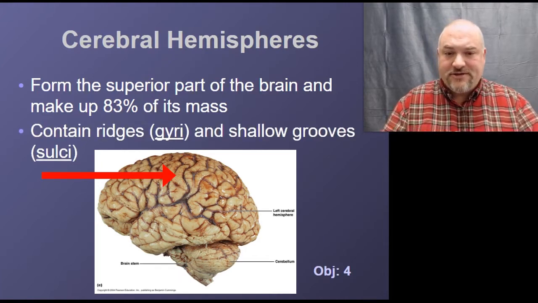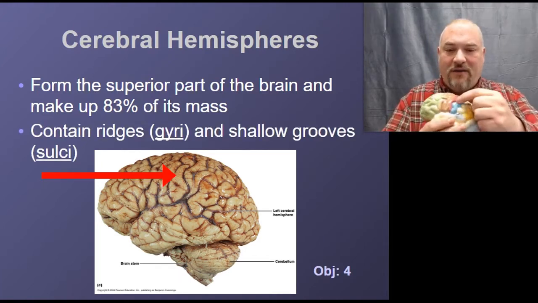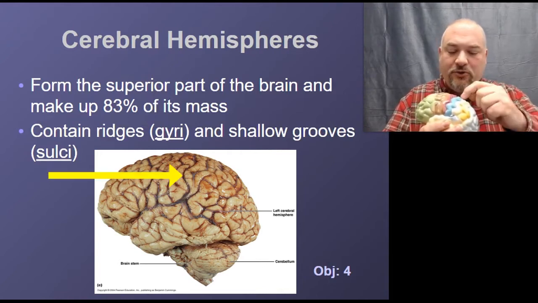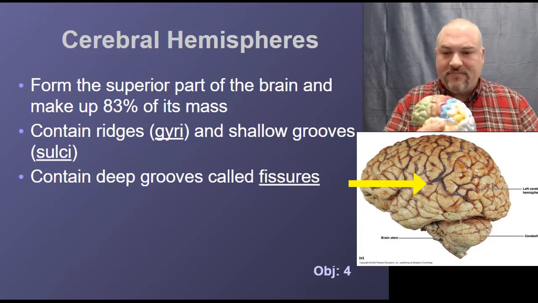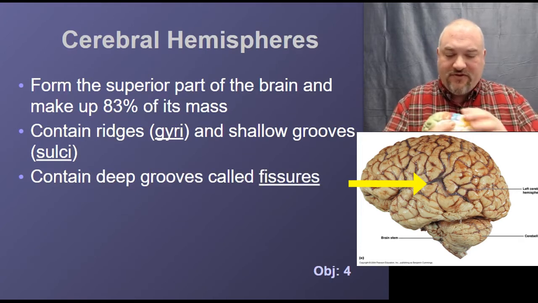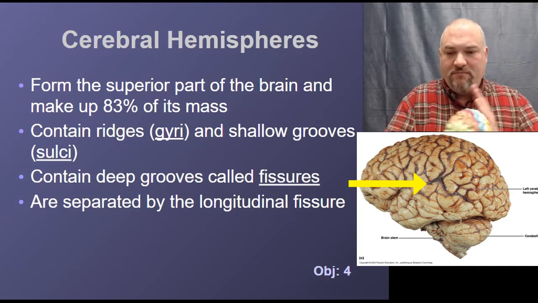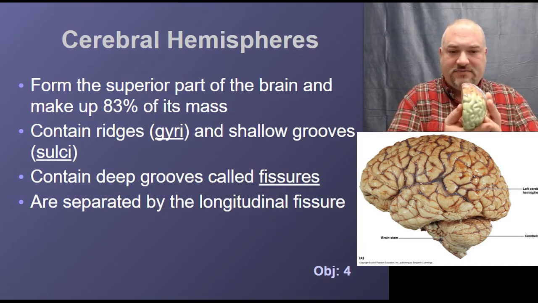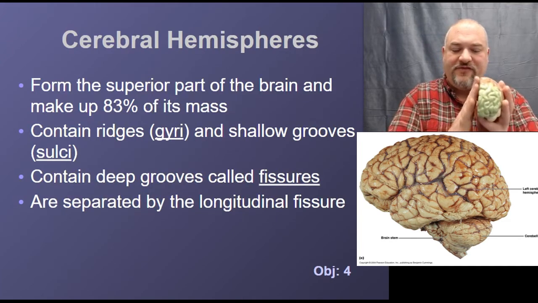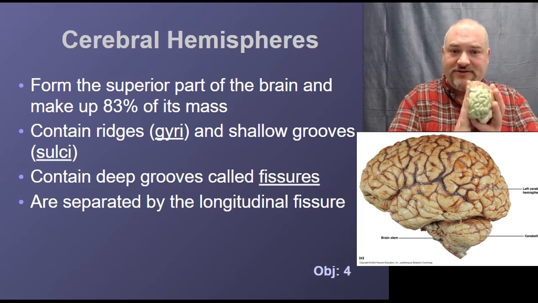It's got ridges, okay? These little bumps are called gyri, and the grooves are called sulci. And the deep grooves between various areas are called fissures. And then you've got one big longitudinal fissure. This brain's already split down the middle, but there's a big fissure here between the left and right hemispheres, the two halves.